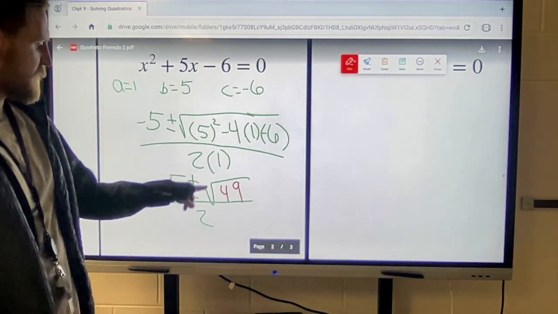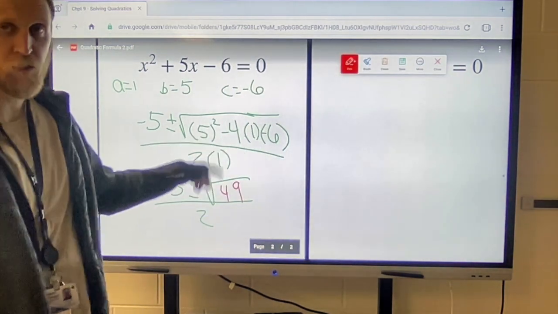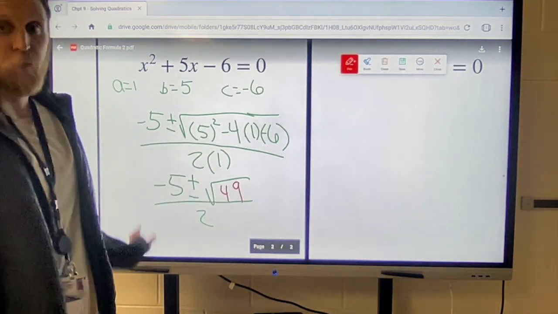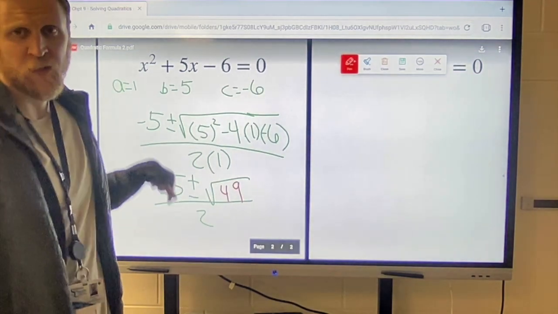So negative 5 plus or minus the square root of 49 over 2. I just simplified all of that, right? Hopefully you have this, because I'm going to erase it and move on. So you guys all this? We good?